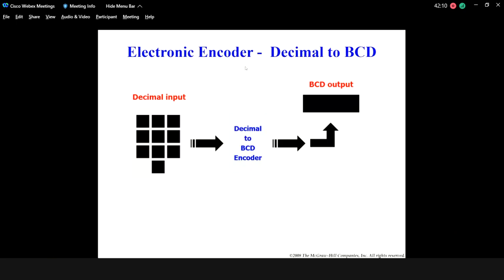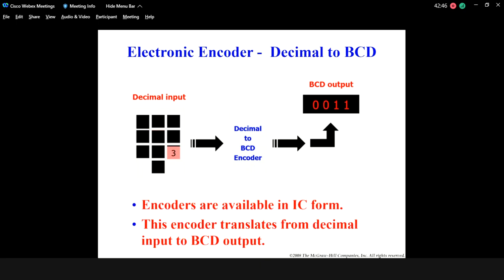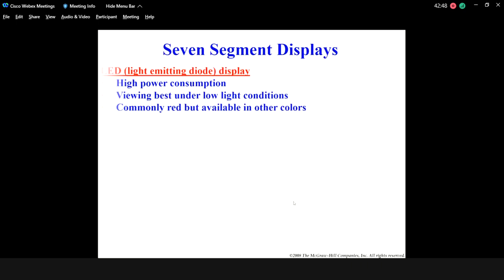So we have electronic encoder, the one that I showed in the example in the beginning of the class. This one is to convert from decimal to binary. So this one is decimal to binary encoder. From the decimal, we key in, we press the button, and then the binary will show the value equivalent to this decimal input. Okay, so it's available in IC form.